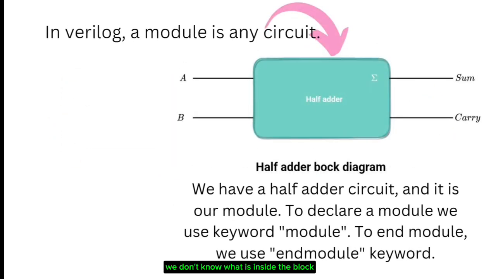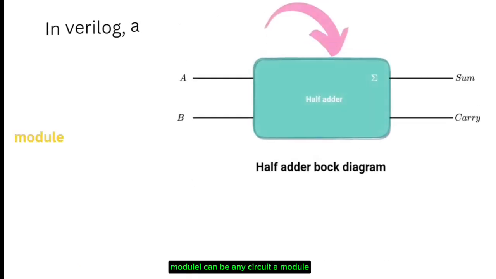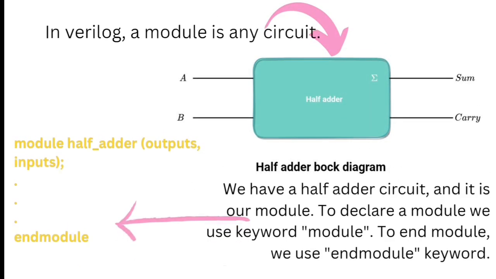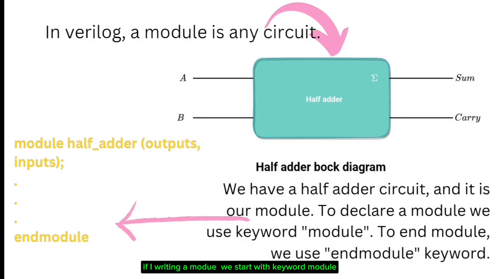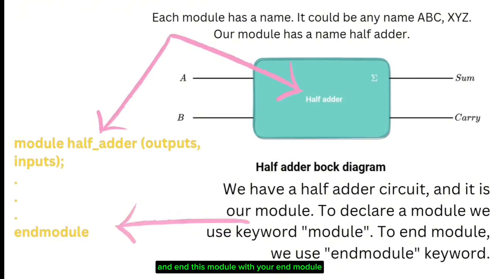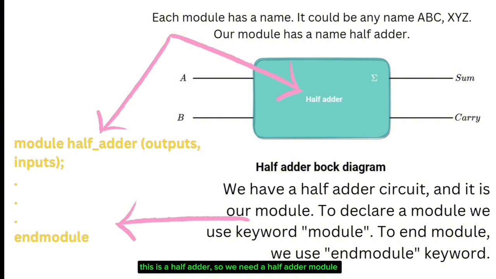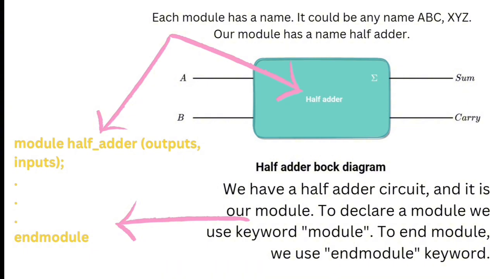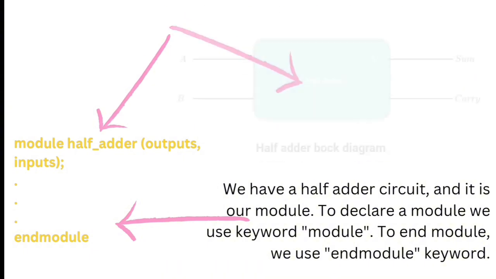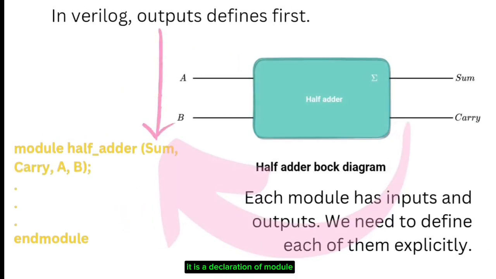In a block diagram, we don't know what is inside the block. In Verilog, this is known as a module. A module can be any circuit. To write a module, we start with the keyword module and end it with the keyword endmodule. This is a half adder, so we name our module half adder. It is the declaration of a module.